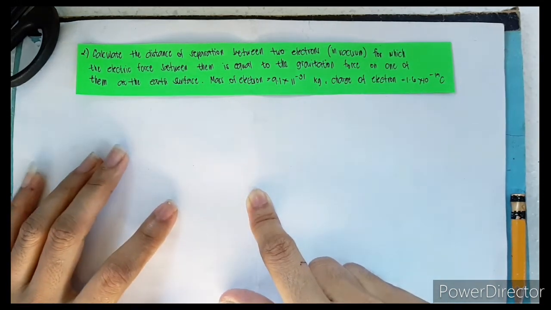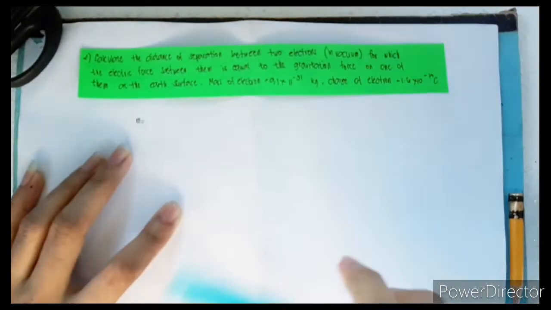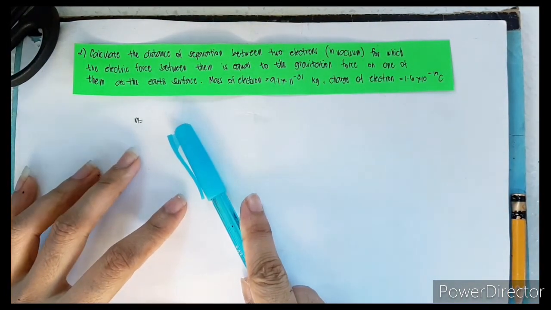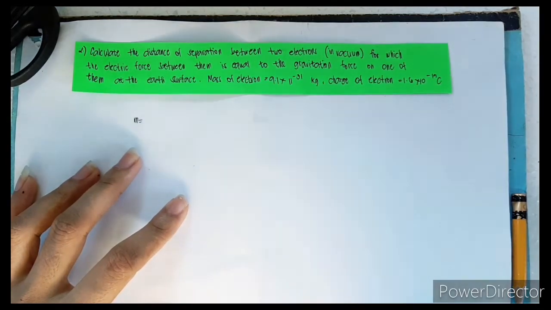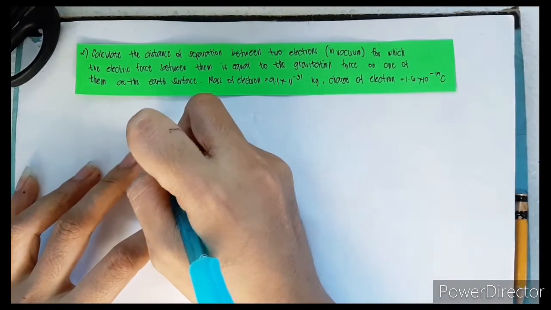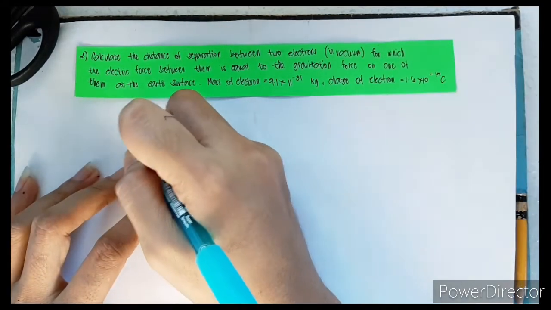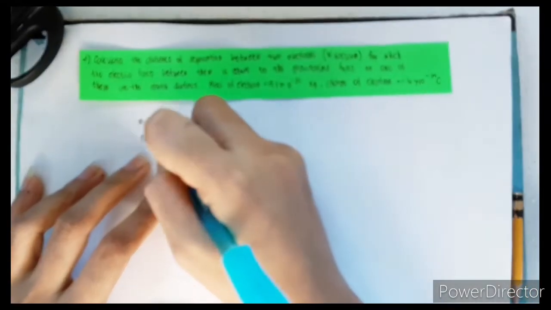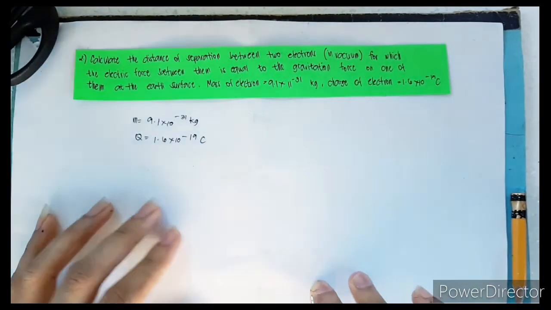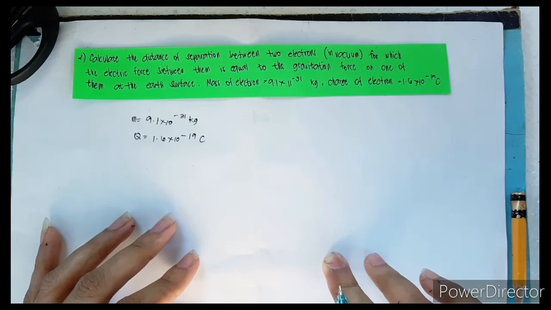So first, let's have the given. For this mass of electrons, we will be using the common base of times 10, not the given base of times 11. So for the mass of electrons, we will have 9.1 times 10 to the power of negative 31 kilogram, and for the charge of electron, we have here 1.6 times 10 to the power of negative 19 coulombs. And so first, let's find the value of the gravitational force.